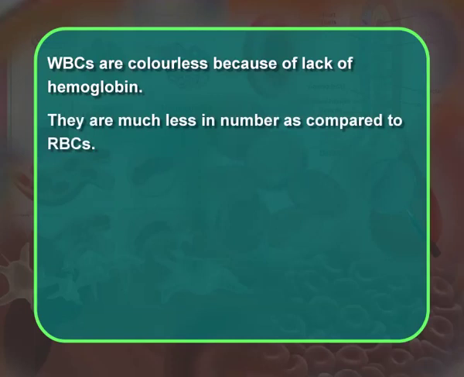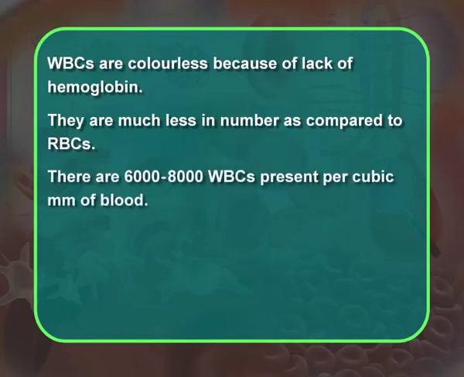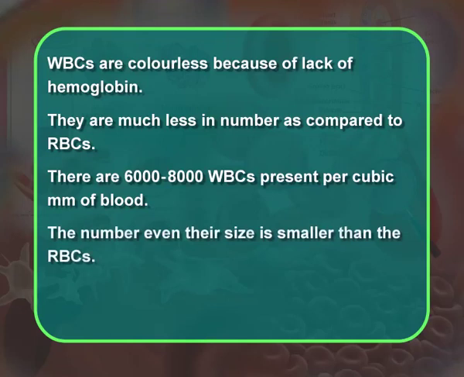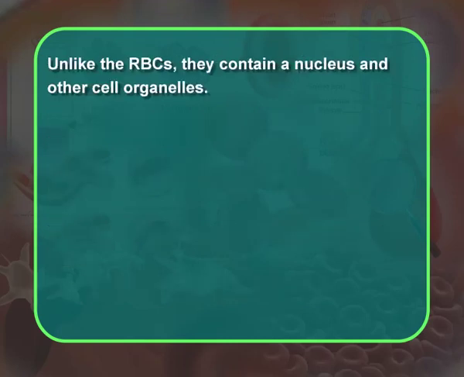They are much less in number as compared to RBCs. There are 6,000 to 8,000 WBCs present per cubic millimeter of blood. Not just the number, even their size is smaller than RBCs. They are round or irregular in shape, and unlike the RBCs, they contain a nucleus and other cell organelles.